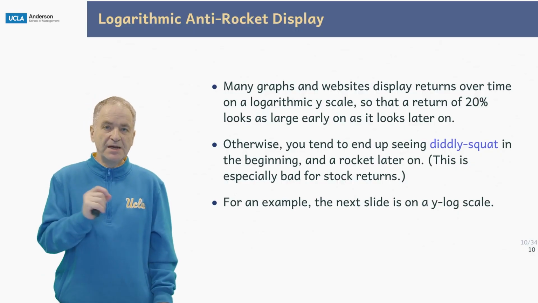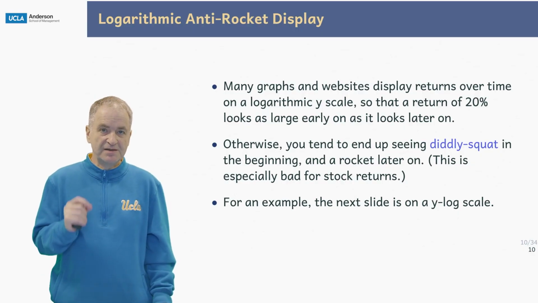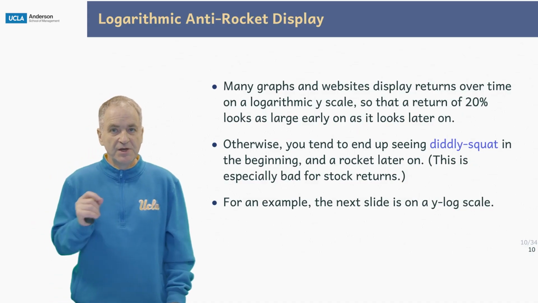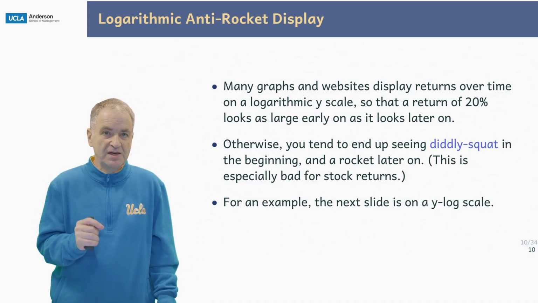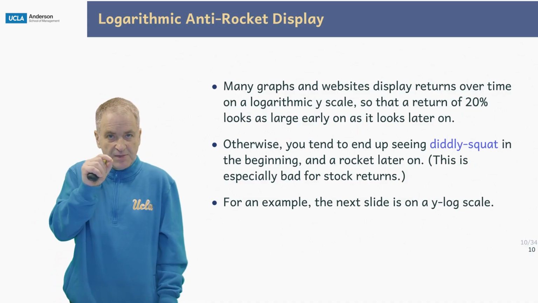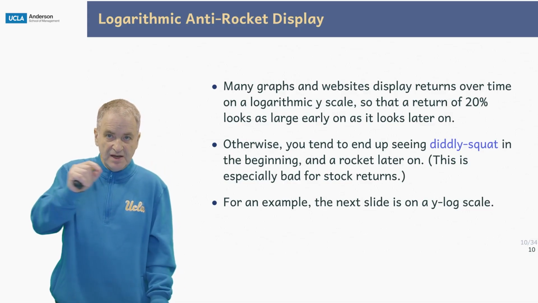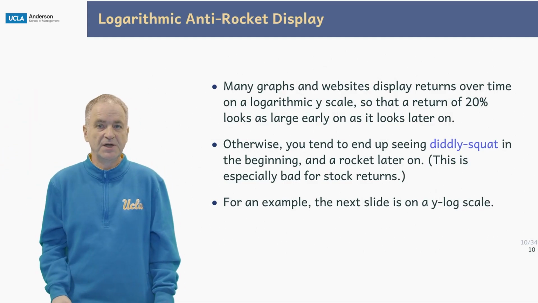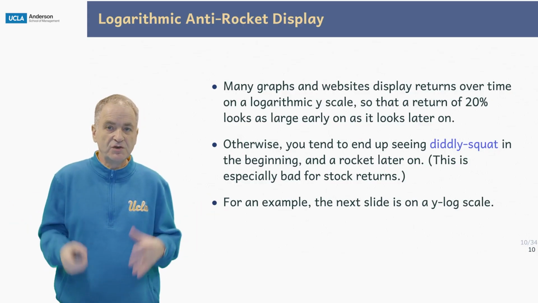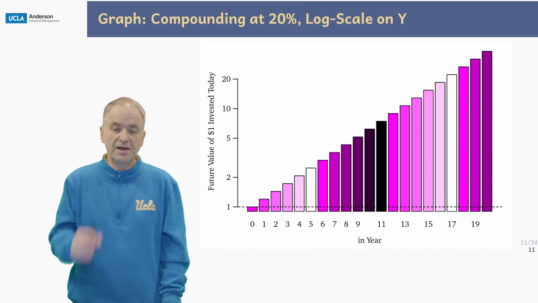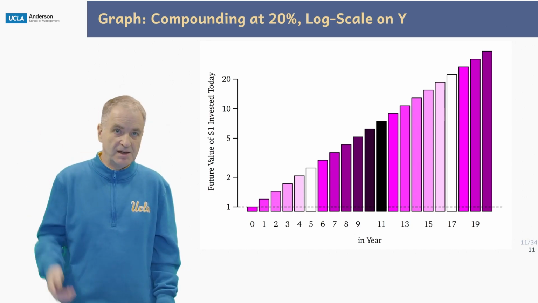Now, many graphs and websites display such returns over time on a logarithmic y-scale, because otherwise what you get to see is in the beginning not very much, even though it's the same 20%, and in the end it rockets up. So, not much choice. The best way is to put it on a log scale, and that actually will make it a line.